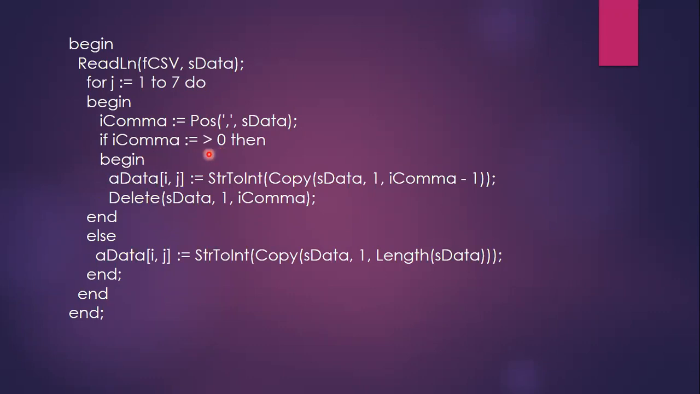If it's true, then what you're going to do is go and read. Remember the copy function in your text file. So you're going to read the S data from position 1 up to I comma minus 1. So up to the comma, the position of the comma minus 1. So you stop just before the comma. That is what the minus 1 is for. Okay, so once I've copied it, I'm going to assign it to my A data, index I and J.